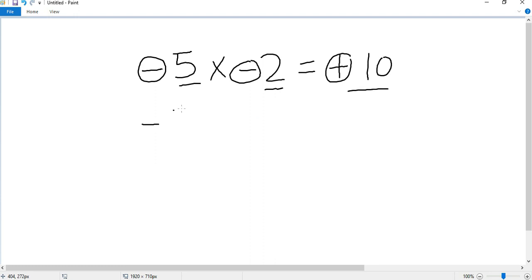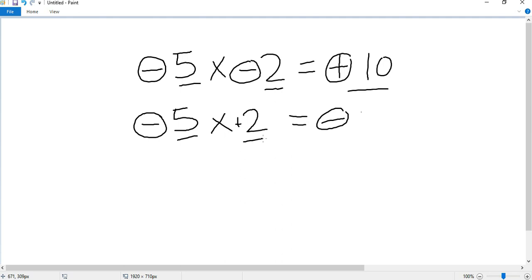And I'll remove one of the negative signs, see what happens, right? So negative 5 multiplied by 2. This time we only have one negative sign. So this negative sign carries to the answer, because negative and positive gives us a negative. And we'll do 5 multiplied by 2, which is 10. So the answer this time changes to negative 10.